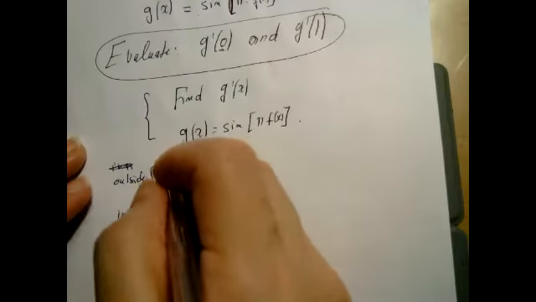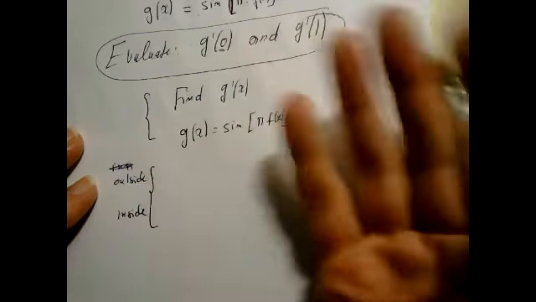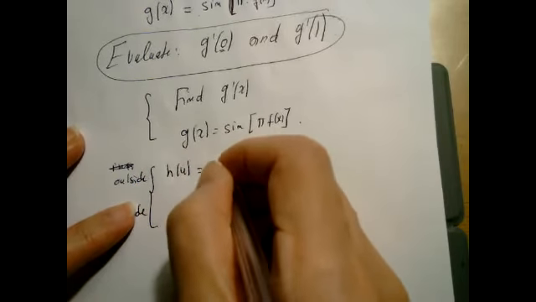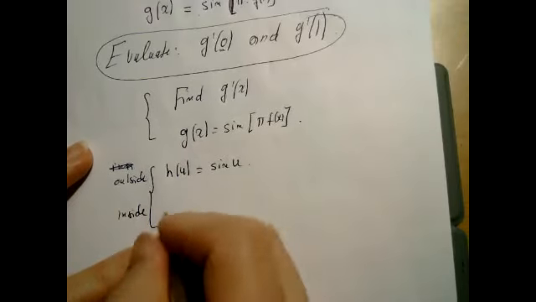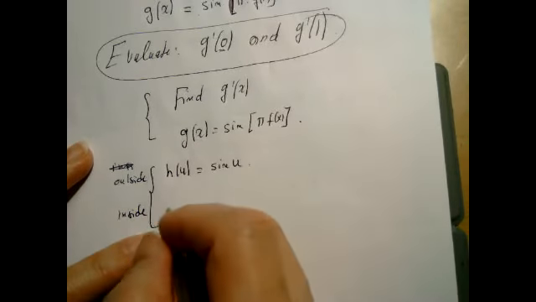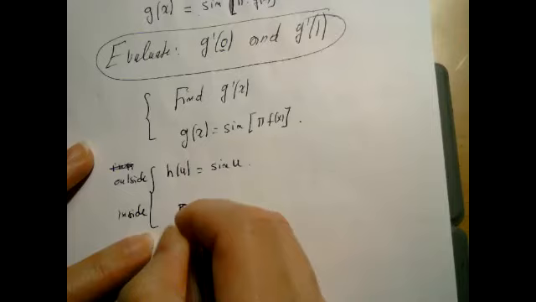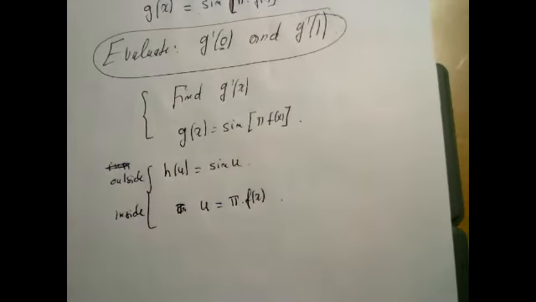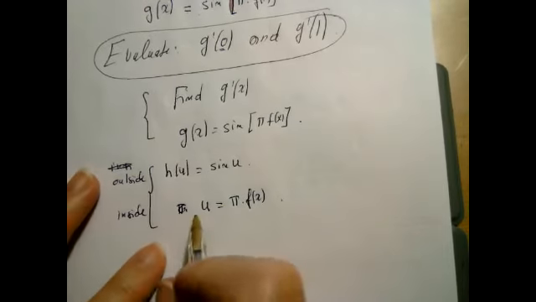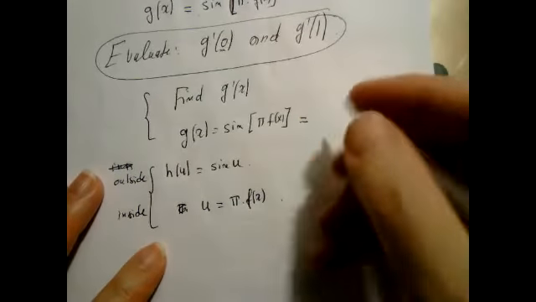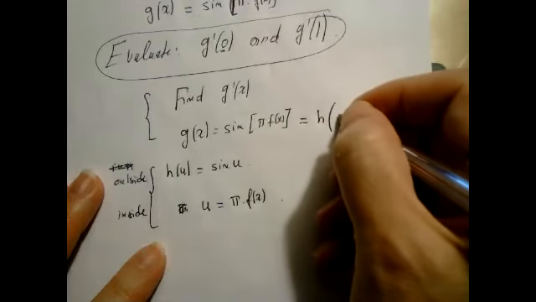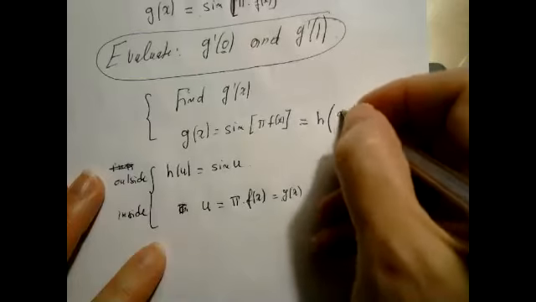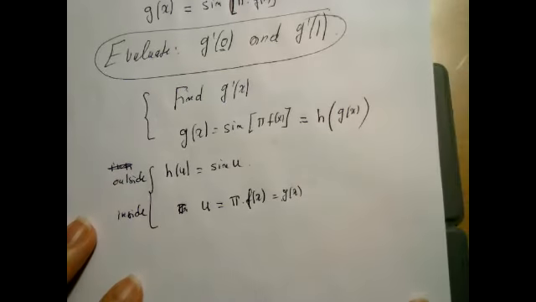Austin tells me sine of u, absolutely correct, but I cannot write it f, I'm going to call it h of u because f is being used. So the outside is the sine. And the inside is pi times f of x. Now verbatim the chain rule. By rewriting it this way, if I call the inside g of x, my function g becomes h of g of x.